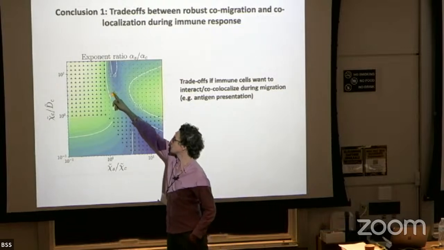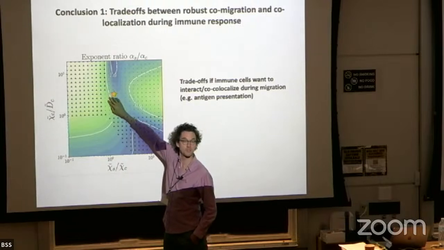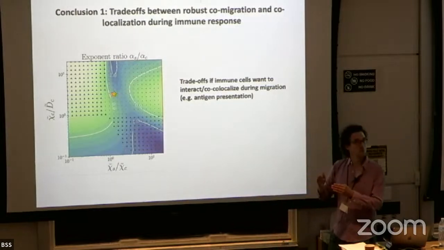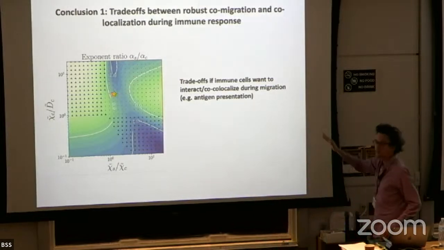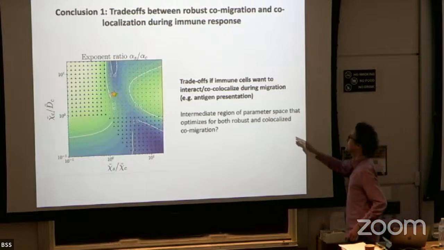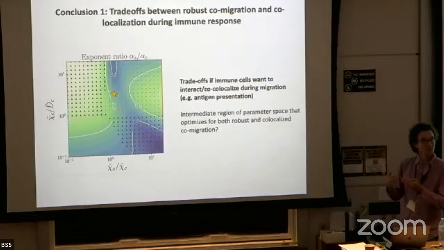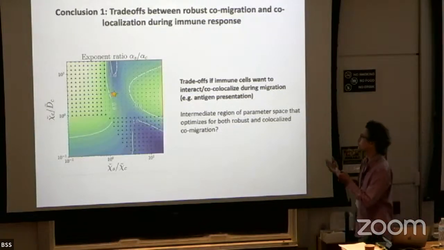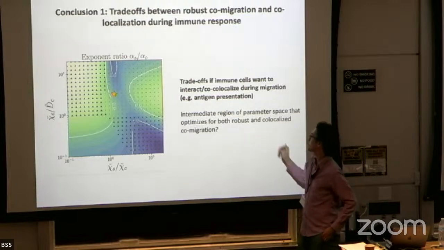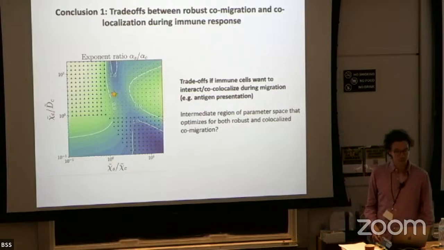And if you put the experimental data sets, this is the inferred region of parameter space that we found, and it turns out that it sits pretty close to this optimum as a trade-off. So basically, what we're wrapping up in this paper and proposing is that maybe this is some design principle of coupling of populations, where you want to optimize where all of your parameters are intermediate, because you want to optimize both for robust migration and colocalized co-migration.